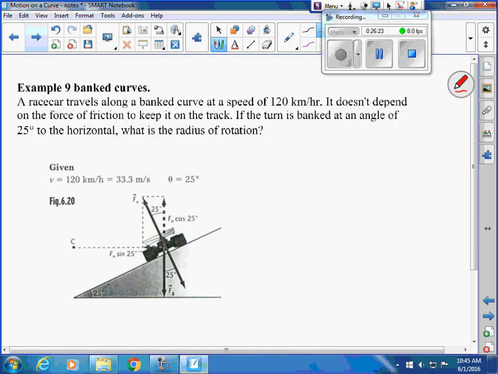Billy. Mitch. I'm going to do this, and then I'll give you some time to work. So we've got a race car traveling along a banked curve at a speed of 120. It doesn't depend on the force of friction to keep it on the track, so it's frictionless. The turn is banked at an angle of 25 degrees to the horizontal.